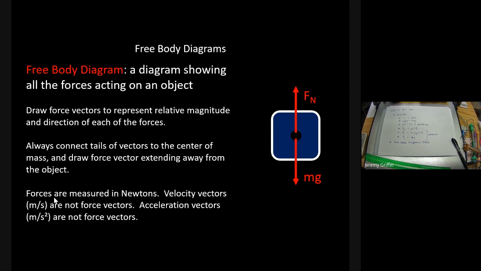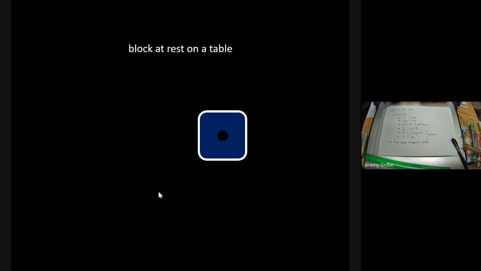Remember that forces are measured in newtons, and force vectors are not these other kind of vectors. So velocity vectors, acceleration vectors, displacement vectors, don't draw those in free body diagrams because they're not part of the diagram. The only vectors that count for free body diagrams are force vectors. Okay. Good stuff. Right, let's look at some examples.